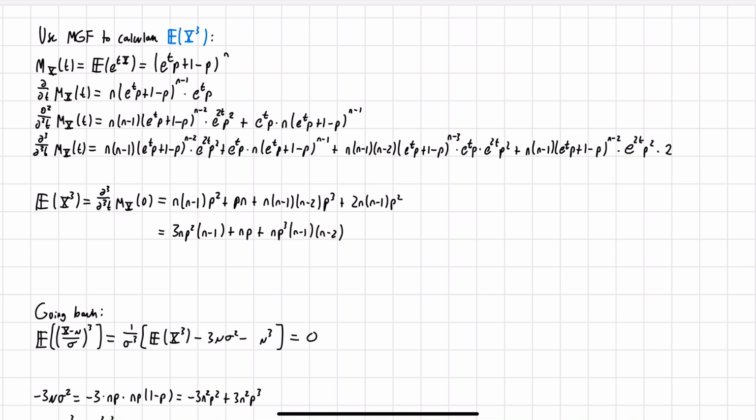And so we get this as a result of our simplification, and then just doing a bit of cleanup to make this expression look nicer. I just combined a few like terms. So this one and this one, for instance, are like terms. We get 3np squared times n minus 1, and so on and so forth.